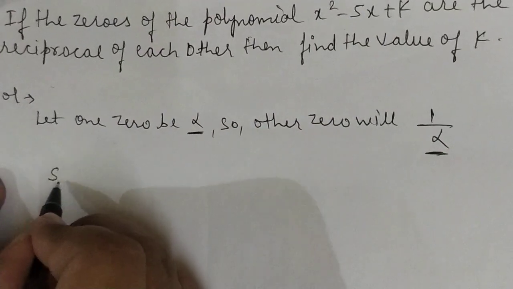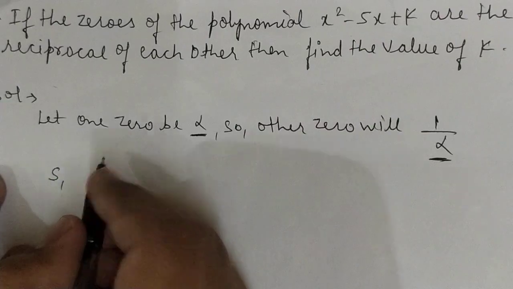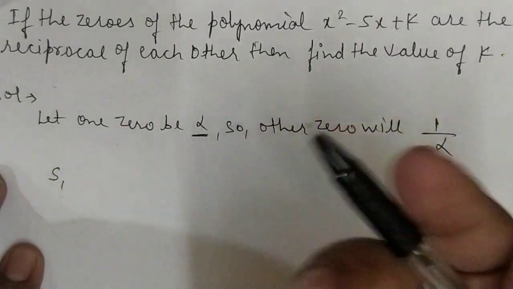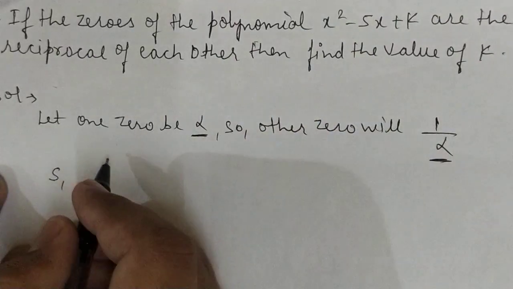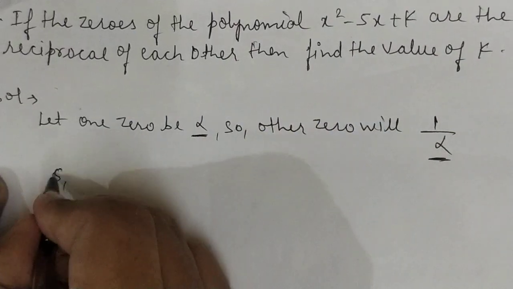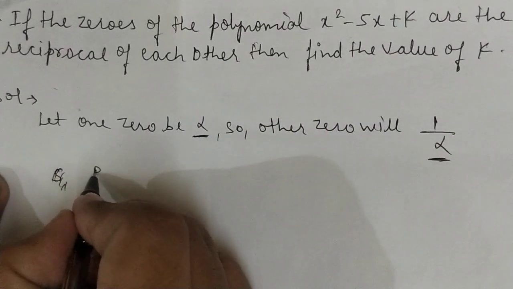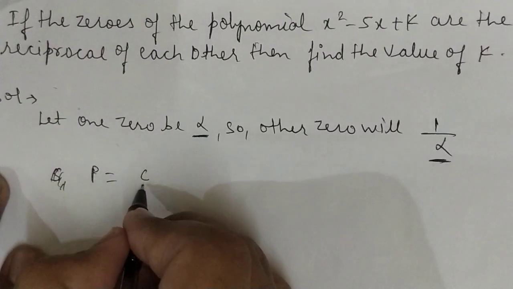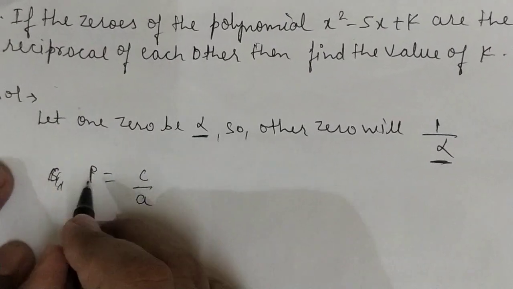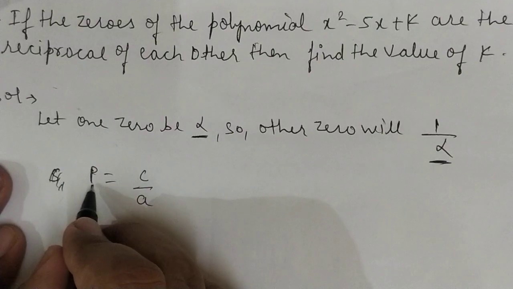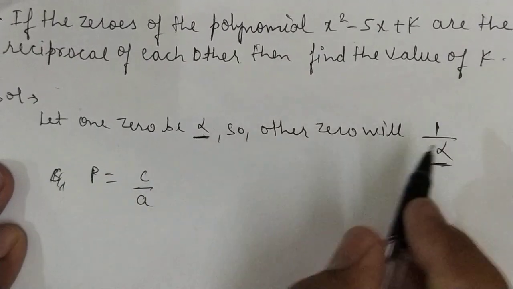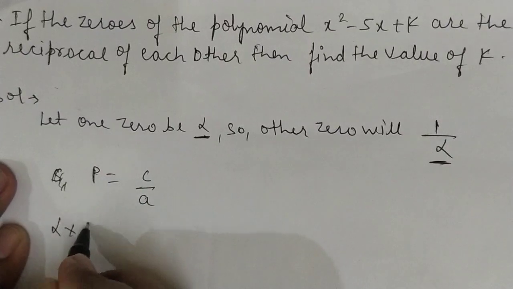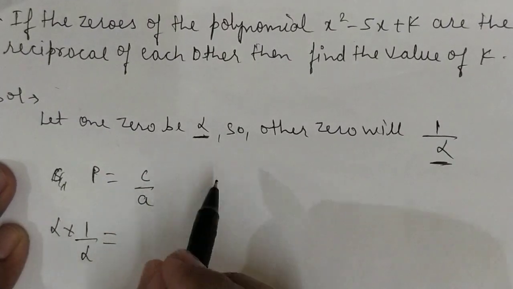Now here we have to find the value of k. So either you can use the sum or you can use the product. You can get the result. So here I am using the product. That will be easier. So product is p and p is given by c by a. What is the meaning of p? Product. Clear? You have to write the complete spelling here. Product means alpha into 1 by alpha.